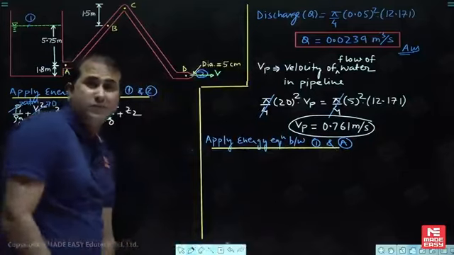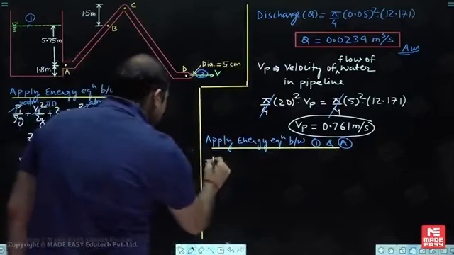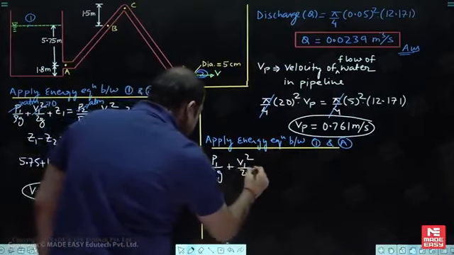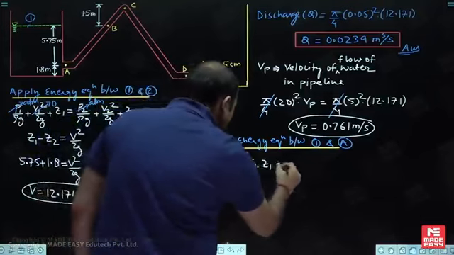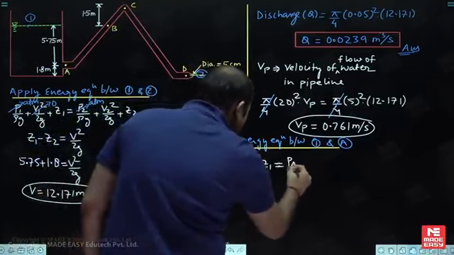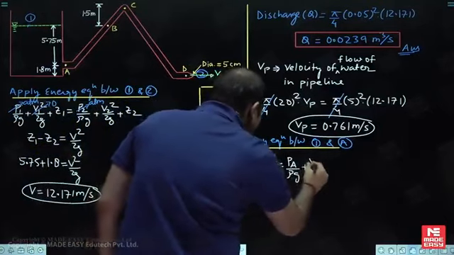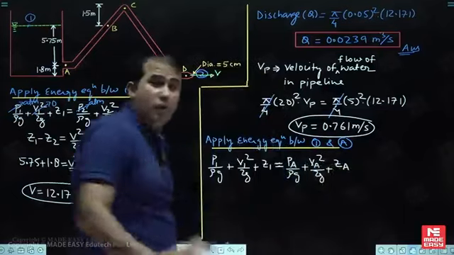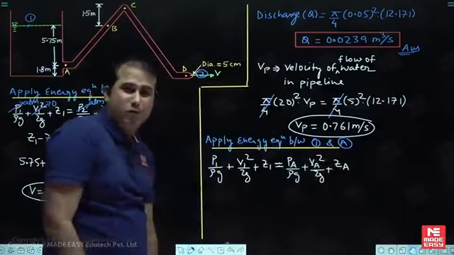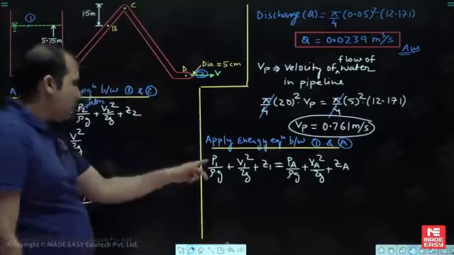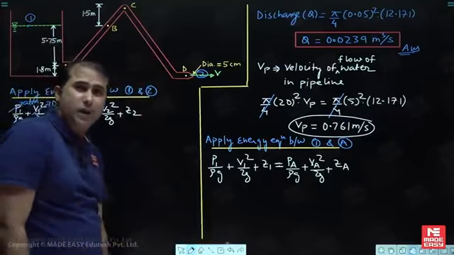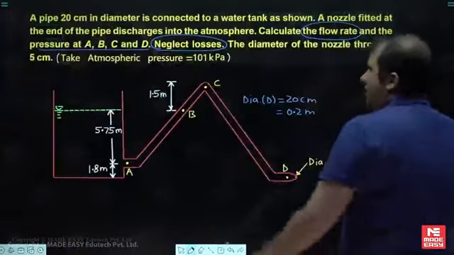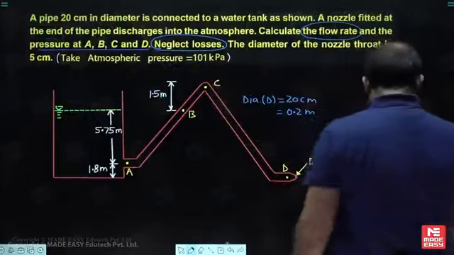So my dear, what will happen here? So this is P1 by rho g, look very carefully, plus V1 square by 2g plus Z1 is equals to PA by rho g plus VA square by 2g plus ZA. Loss is not there. No loss. Now the next, this value P1 is equals to atmospheric pressure. Atmospheric pressure they have given. 101 kilopascal they have given.